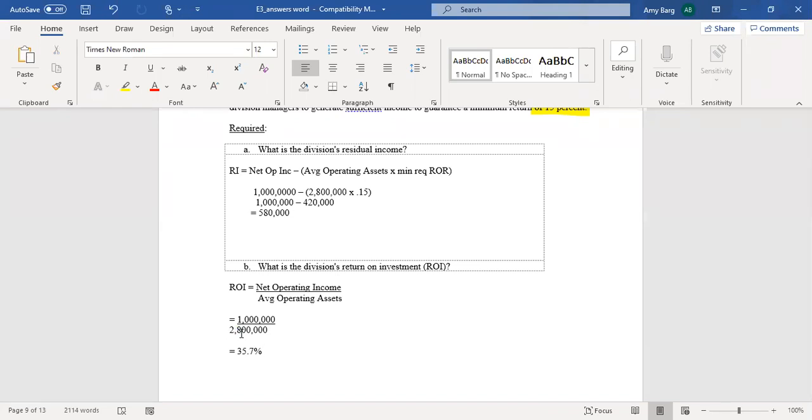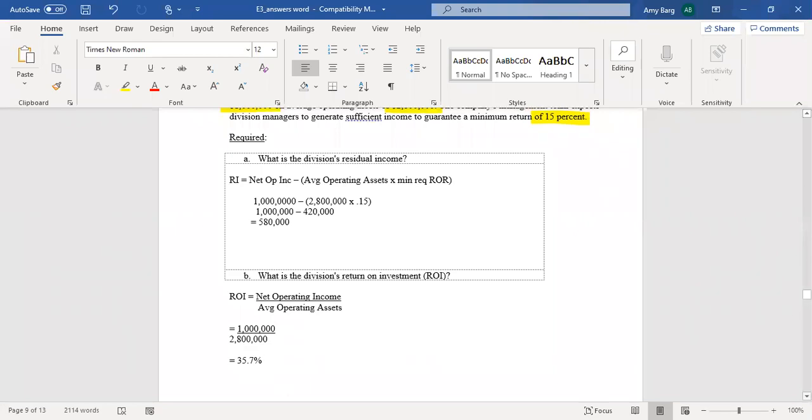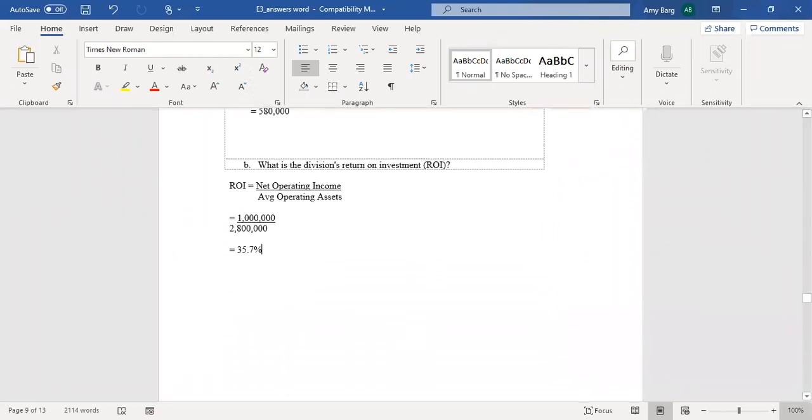We compare it to other divisions' ROIs. It's just a real simple calculation that people use to make comparisons. Are there any questions about this? Okay.